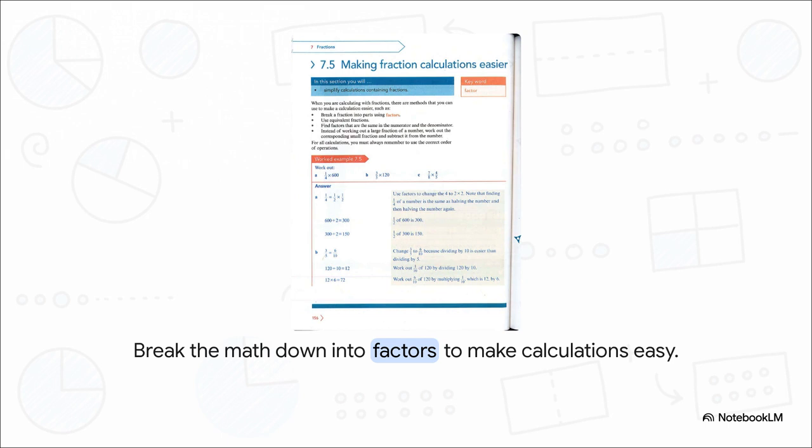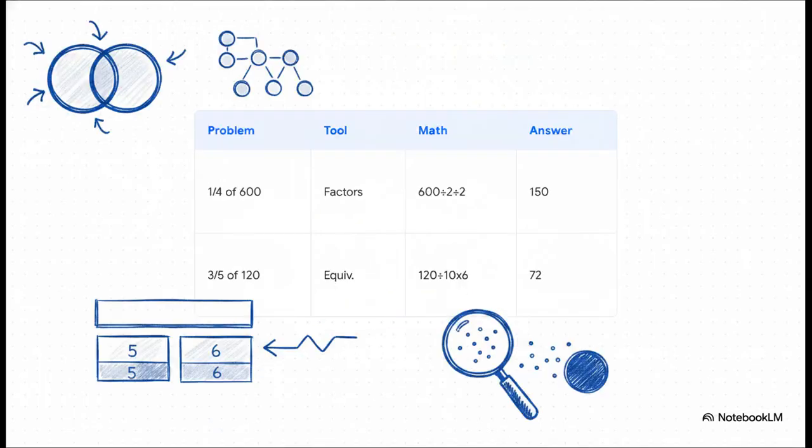Half of 600 is 300. Half of 300 is 150. See, you've just turned a complex math problem into a really quick, painless mental step. And this table really summarizes our whole toolkit perfectly. For 1/4 of 600, factors let us halve it twice to get 150.